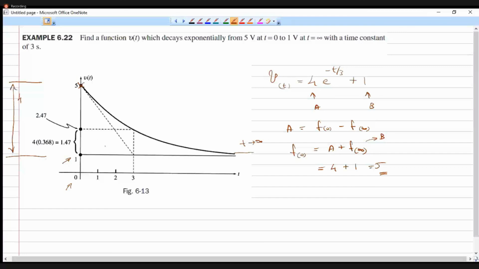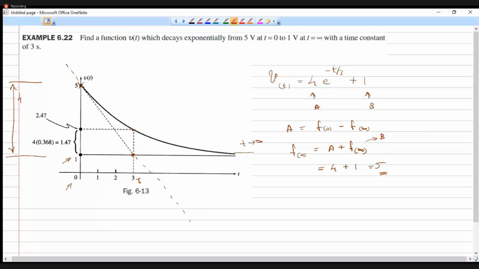Now the significance of the time constant comes here. When you draw a tangent here, that tangent will go like this. Only thing, you have to shift the final value. That is, this is B. So you shift it, and you can see that the tangent at t is equal to 0 crosses this shifted value at this particular point, which is the time constant. So this is the time constant tau, which is equal to 3 seconds.